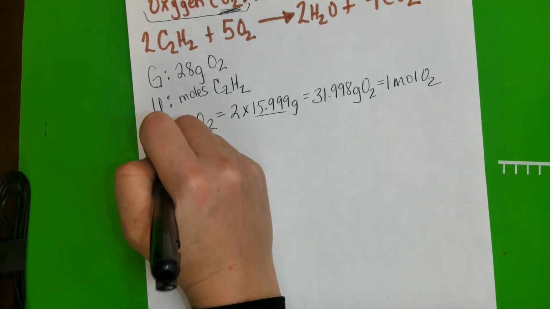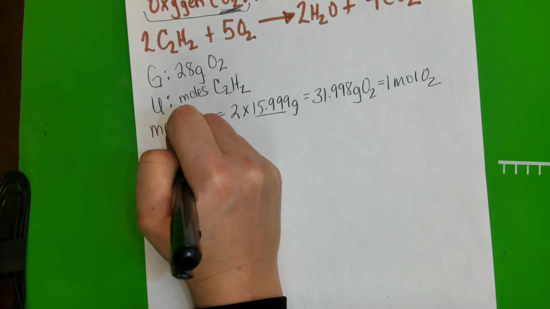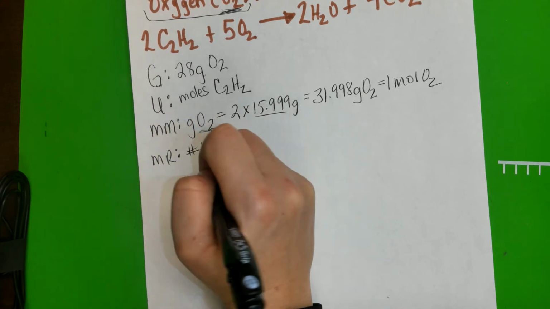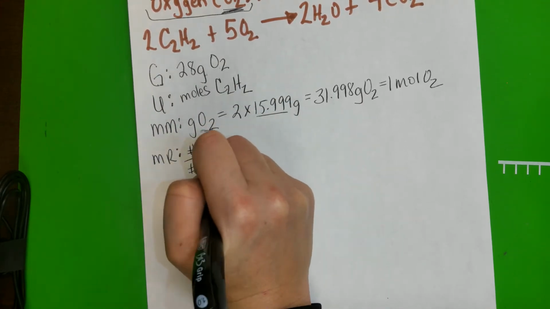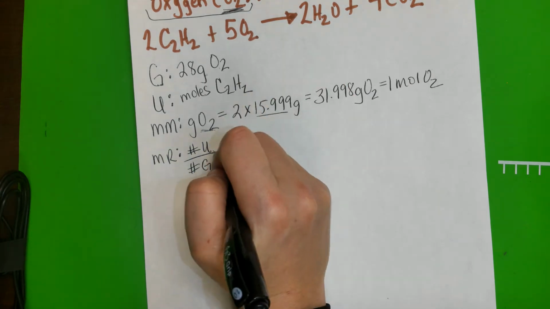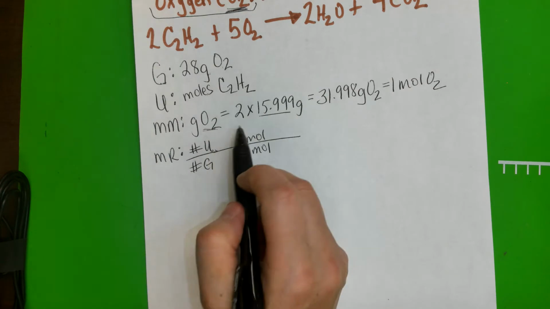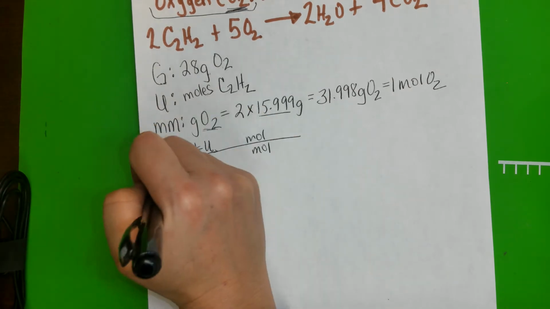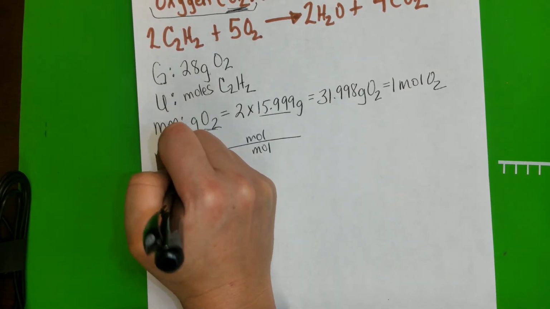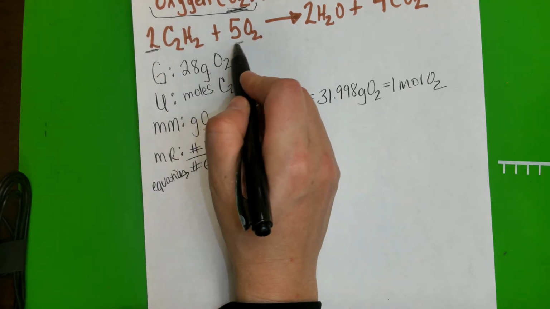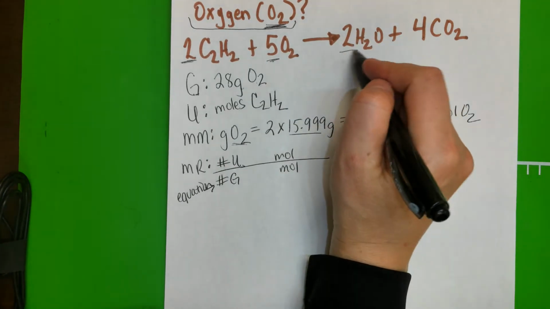So now let's do the mole ratio. Mole ratio is again the number of the U and the number of the G. Okay, so remember that it's mole over mole. And the number you always get from the coefficient of your equation, which is the number in the front, like the 2, the 5, the 2, and the 4.